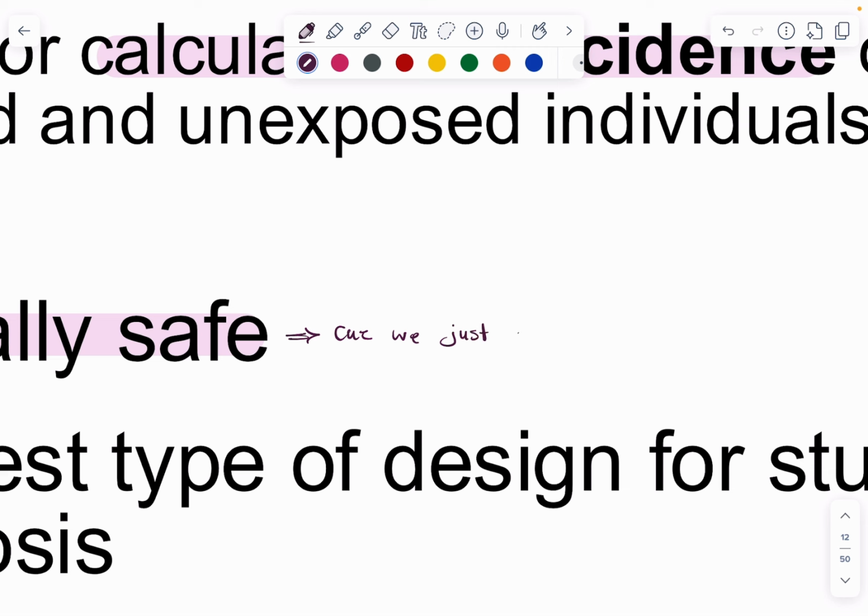Then we have the best type of design for studying prognosis. Prognosis, do you understand prognosis? What does it mean? In simple words, it's watching the progress, or the consequence, or the outcome, okay? The end of a disease.